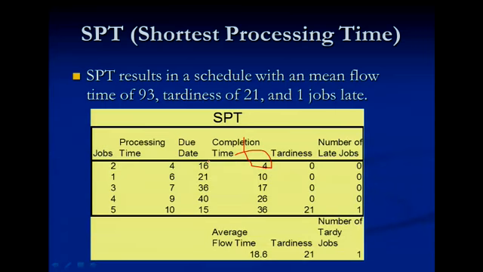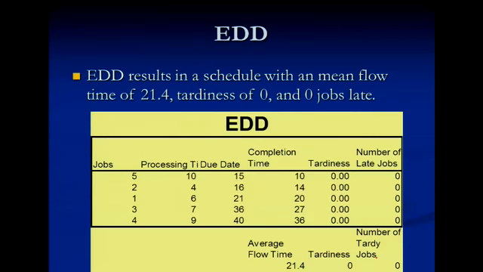Okay, schedule starts at time 0, completes at time 4. The second job starts at time 4 and you add 6 to it, so you complete at time 10. The third job starts at time 10, you add 7 to it, you complete at time 17, and so on. Then you compare the due date to the completion time, and we find that one job is tardy. Okay? And it's 21 units late. And this is based on shortest processing time first.